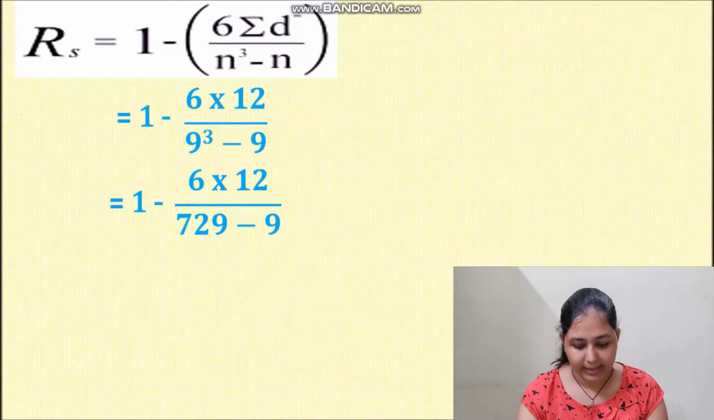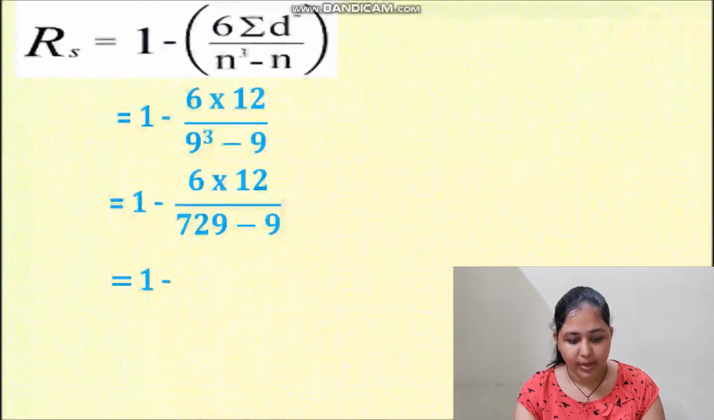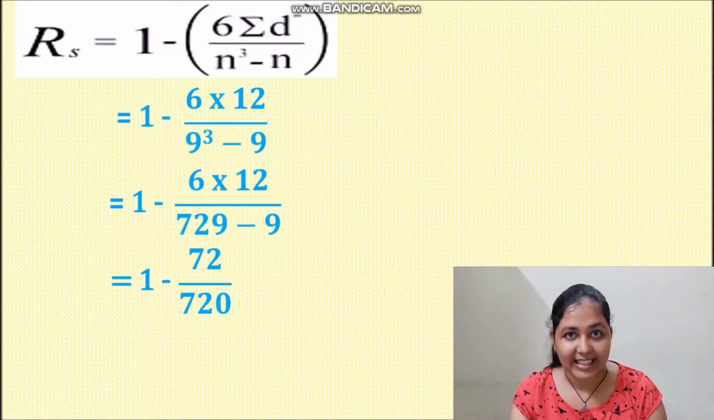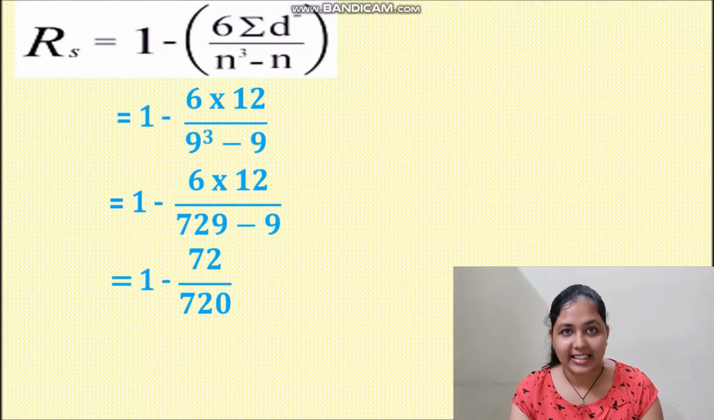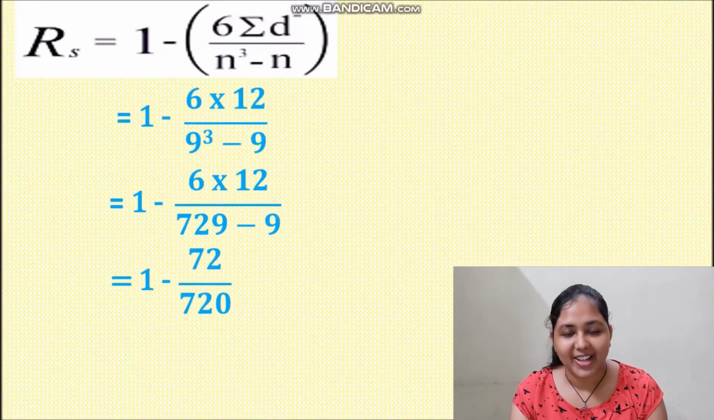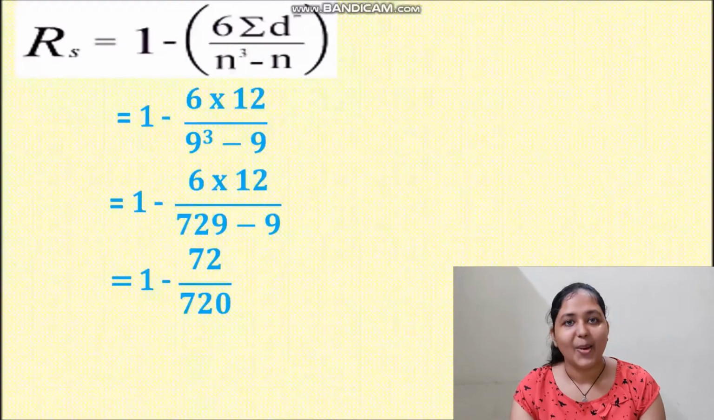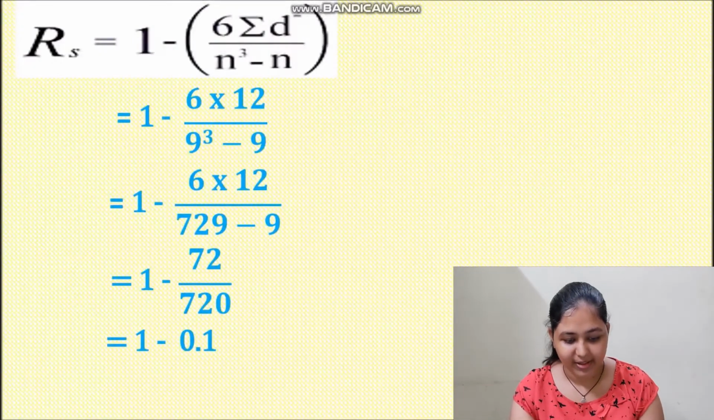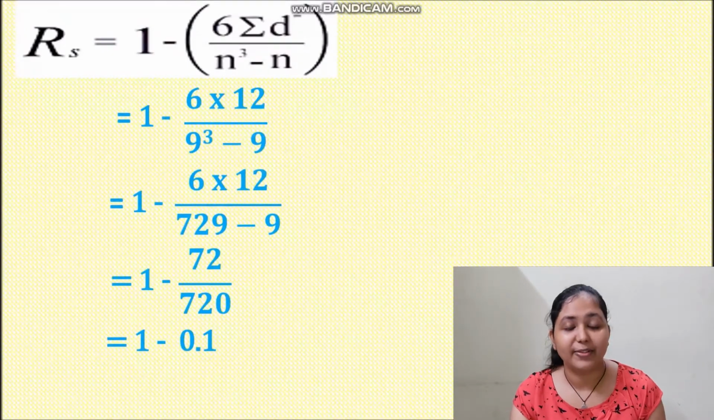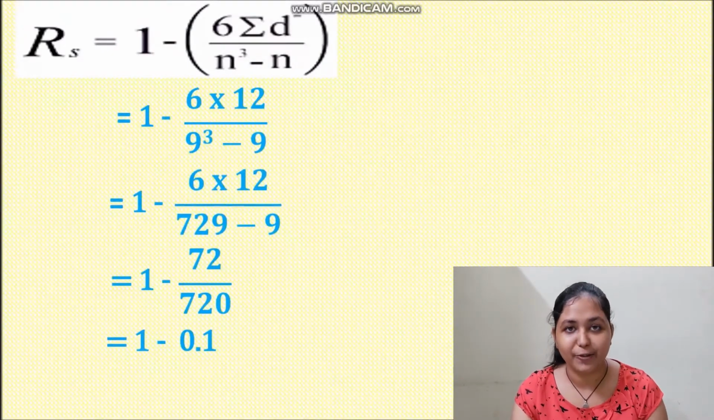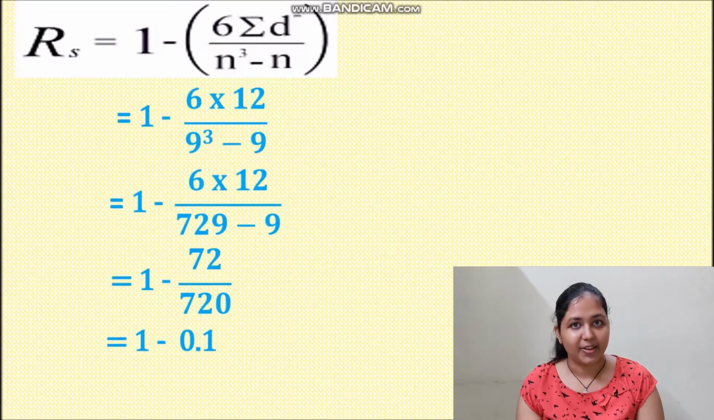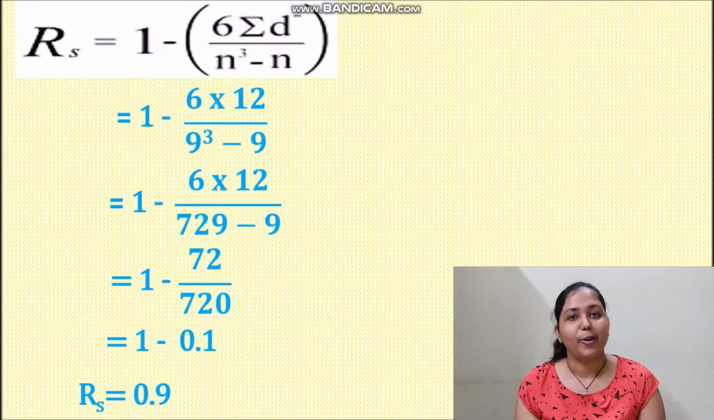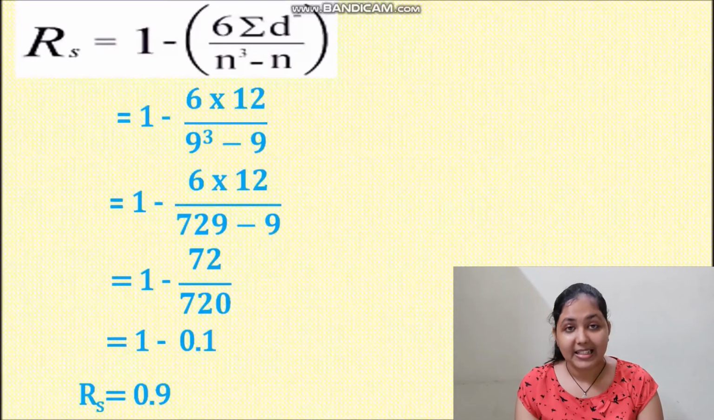So when we solve it out, it's 72 divided by 720. That's a quick division, right? You can easily divide 72 by 720 and you get 1 minus 0.1, right? So now we'll quickly subtract it and we'll find out the correlation coefficient. That was an easy one, right? You can see here the correlation coefficient is 0.9, and that means it's highly correlated, right?